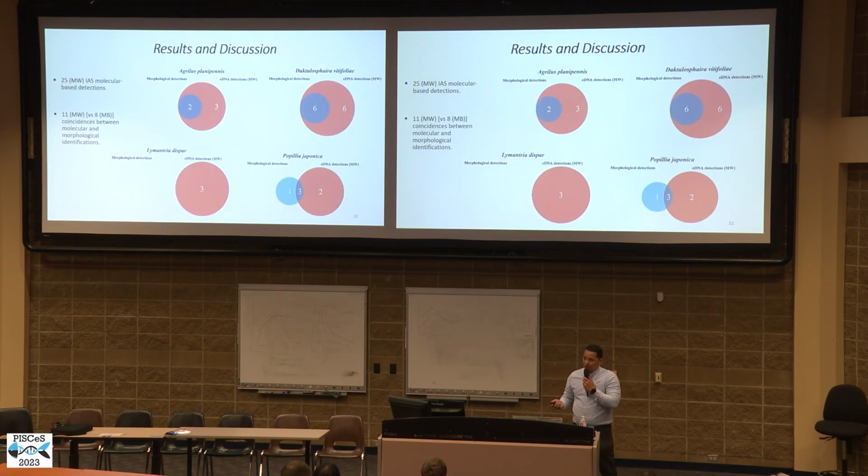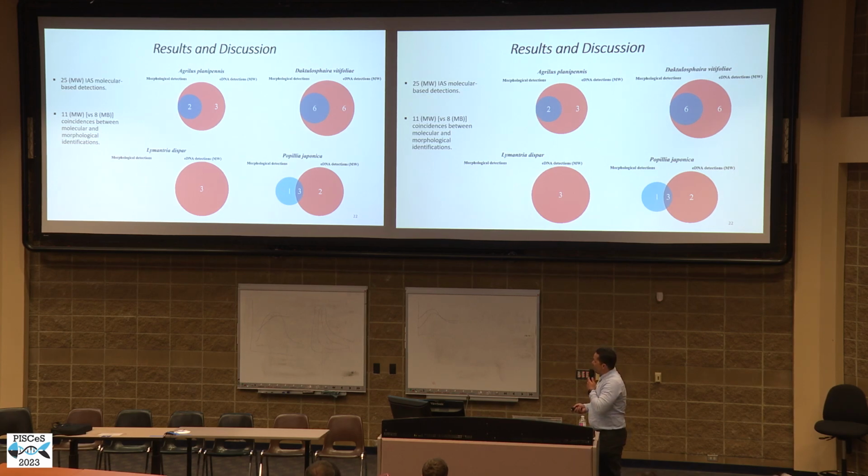That's what we are trying to summarize here with the Venn diagrams. In blue are the molecular detections, and in red the morphological detections. 11 out of the 25 molecular detections resulted in coincidence between molecular and morphological detection. So these were cases where we got the molecular detection and also had physical evidence of the specimen in a given sample.